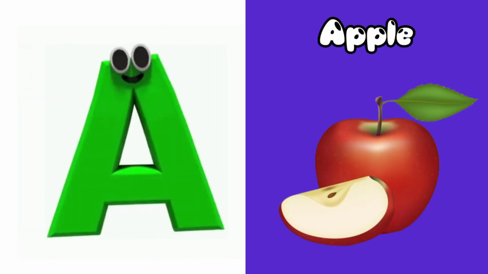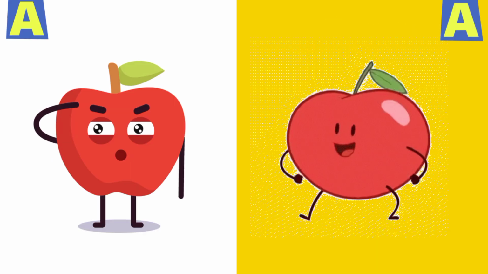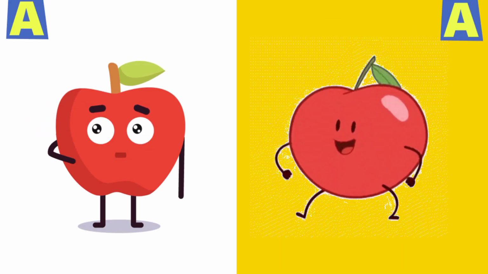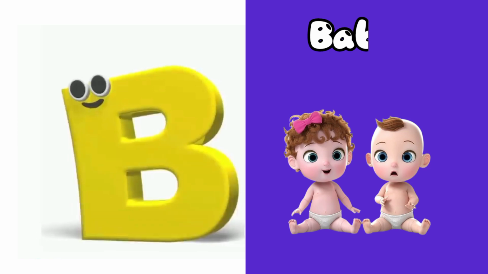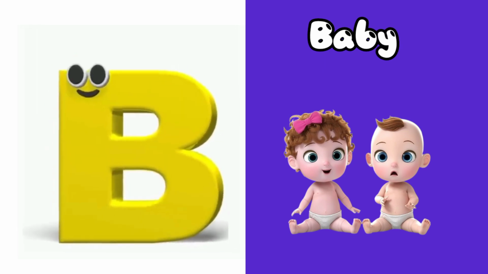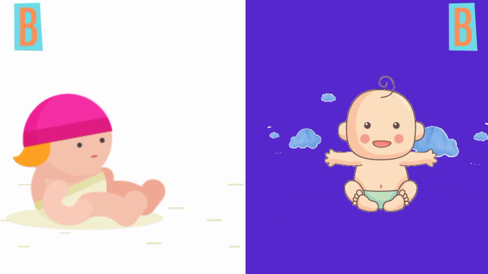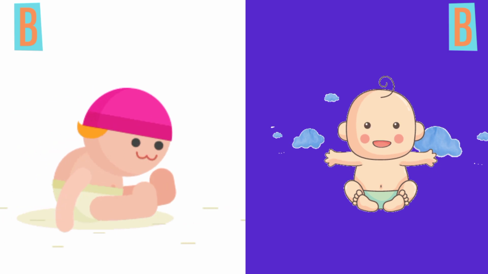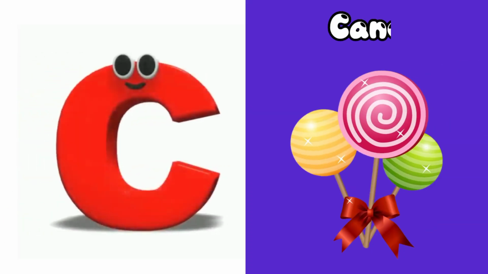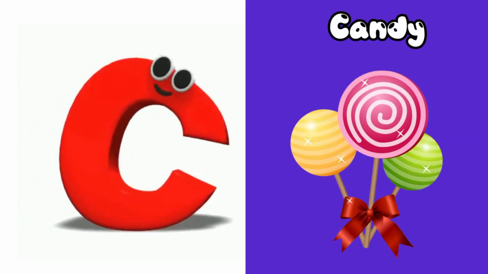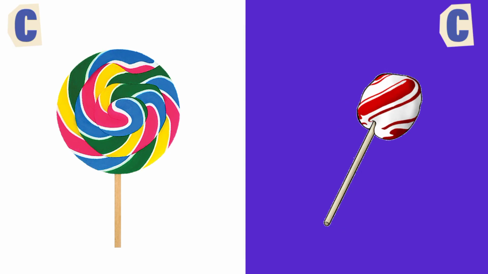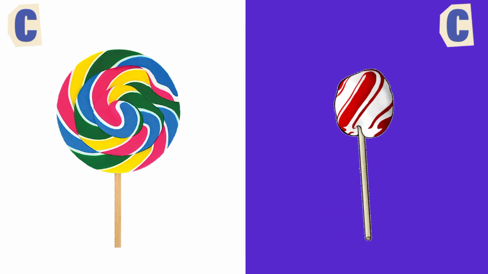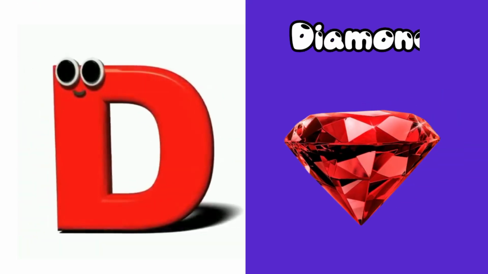A is for apple. Apple, apple. A, apple. B is for baby. Baby, baby. B, baby. C is for candy. Candy, candy. C, candy. D is for diamond.